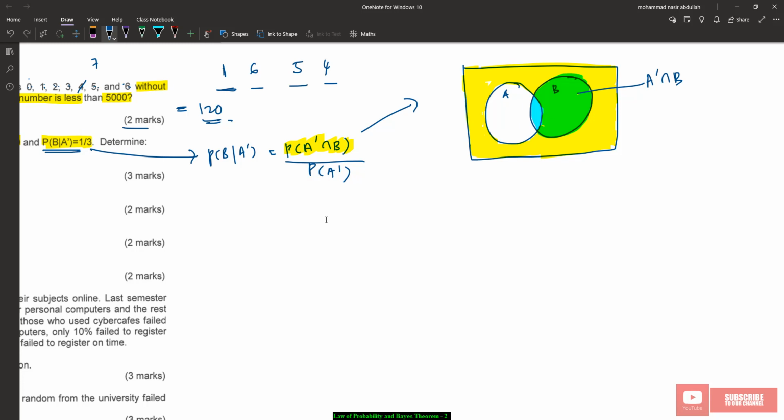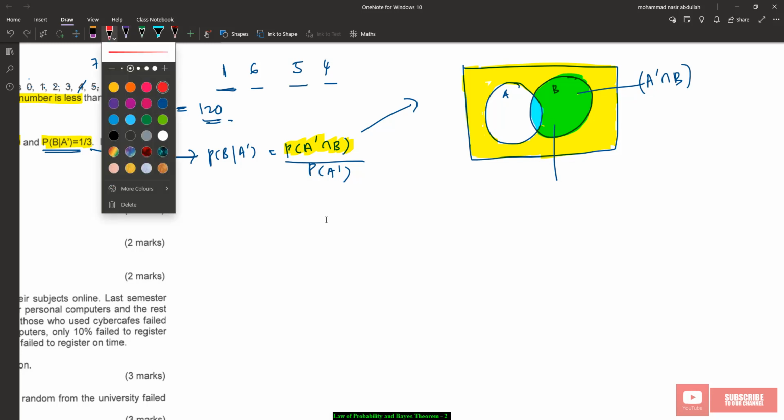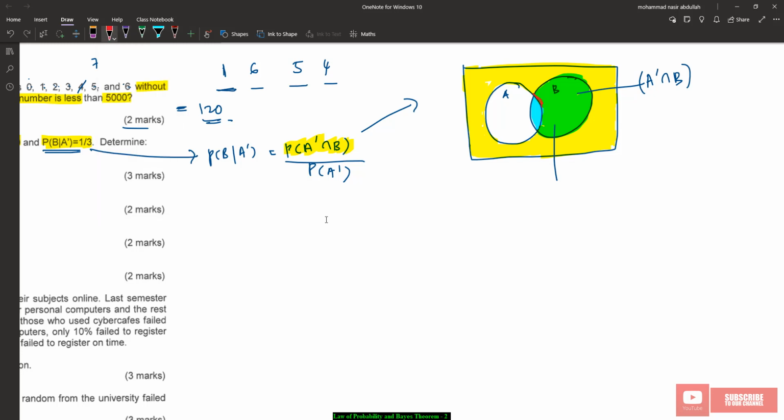So how to find this one? To get this area, I highlight another color. You can't see it, right? This area. To get the green area, where do we get it? Probability of B, the whole B, minus this one, the blue area. The blue area is probability of A intersect B. This is how we expand the formula.